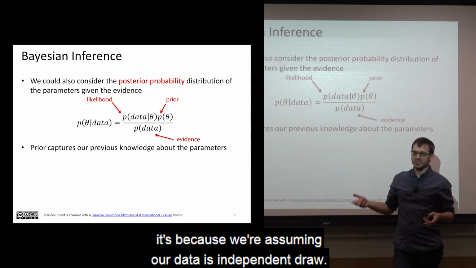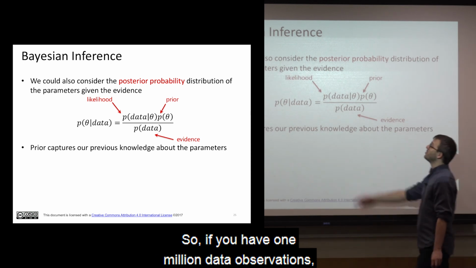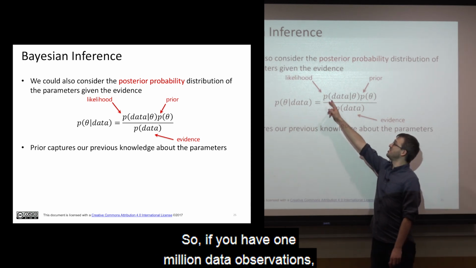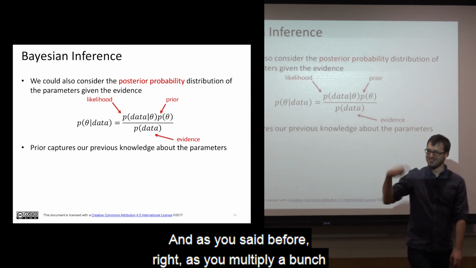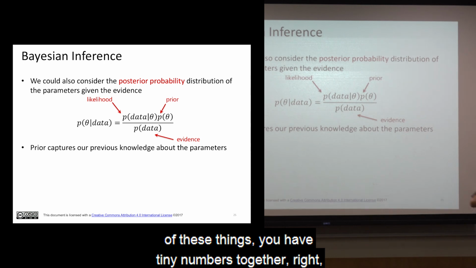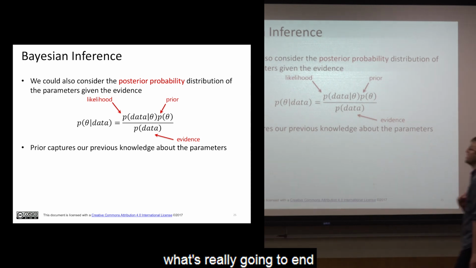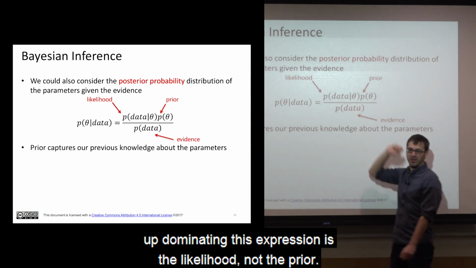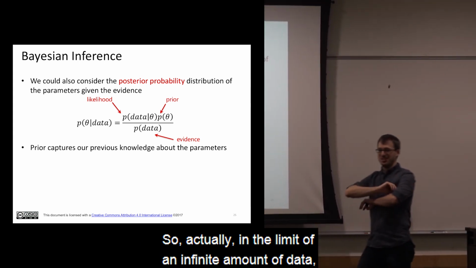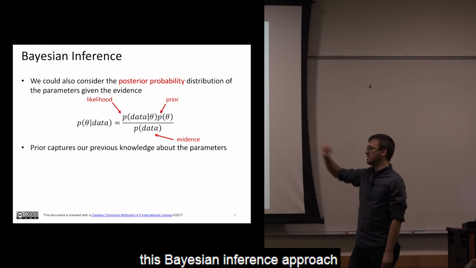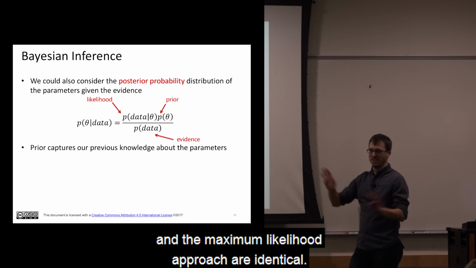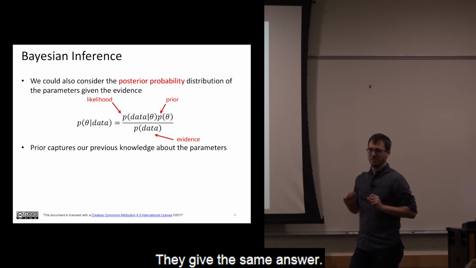It's because we're assuming our data is independent draws. So if you have 1 million data observations, this thing is a product of 1 million probabilities, right? And as you said before, as you multiply a bunch of these tiny numbers together, what's really going to end up dominating this expression is the likelihood, not the prior. So in the limit of an infinite amount of data, this Bayesian inference approach and the maximum likelihood approach are identical. They give the same answer.